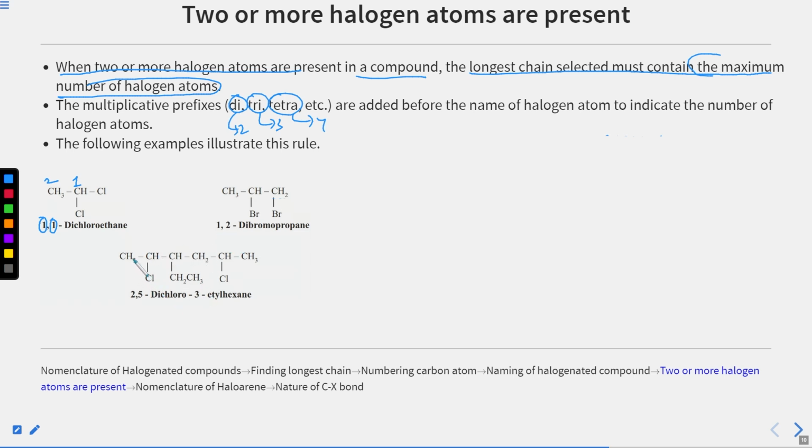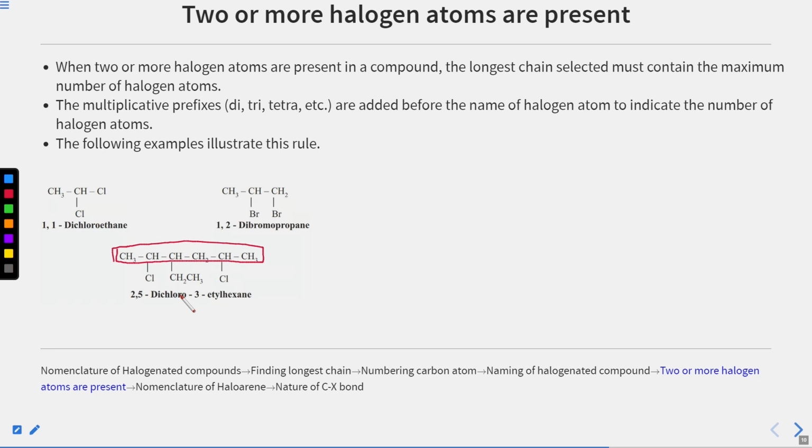Okay, now this one, now the longest chain. So we have 2 possibilities. First is this one, second is this one. So let us first number it. 1, 2, 3, 4, 5. This chain is of 5 carbon length. This is of 1, 2, 3, 4, 5, 6. This is of 6. So we will take this one, of course.